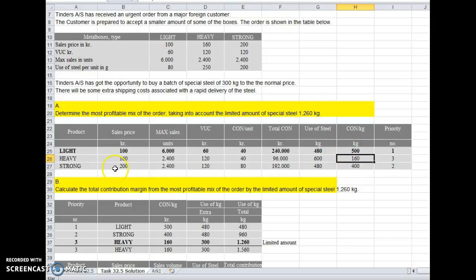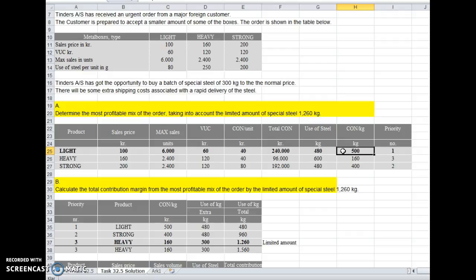And on strong, you can do the same. Sales price, maximum sales, variable unit cost, contribution per unit is 80, and you multiply by sales, and then you have the total contribution of this amount. And you find the kilos of steel, it's 480. It's 200 grams per unit. So you can see, and then you calculate the contribution margin per kilo by dividing here again. It's 400.